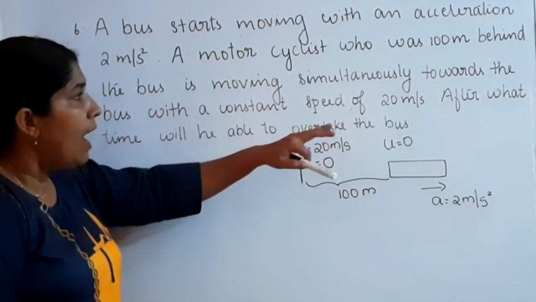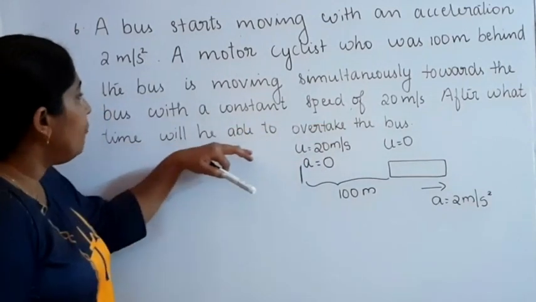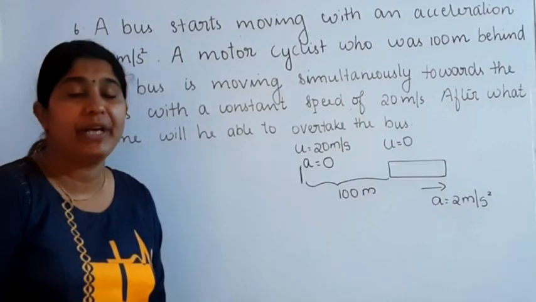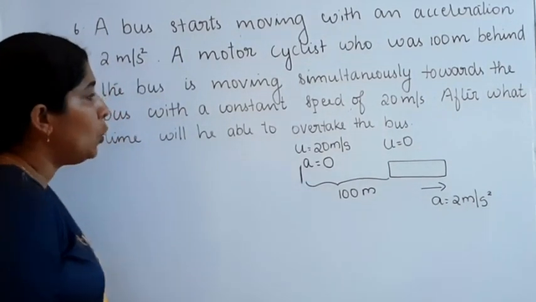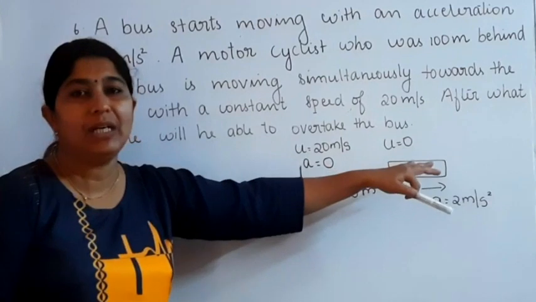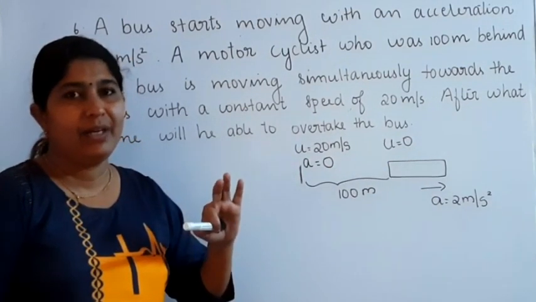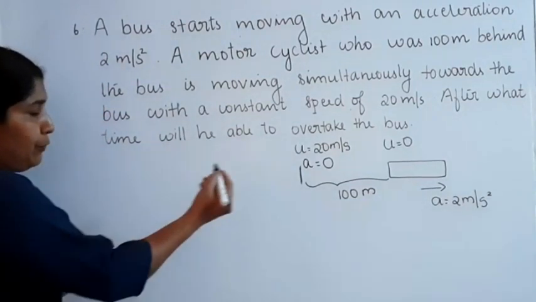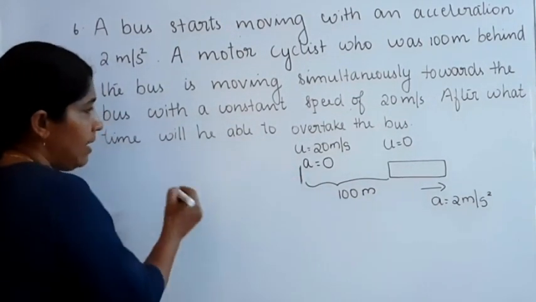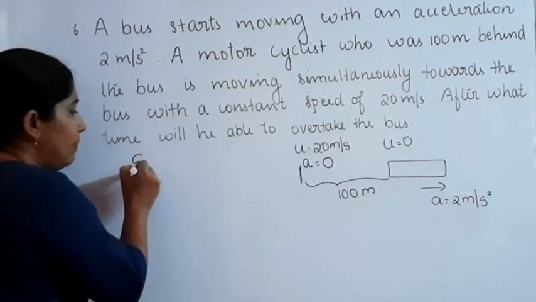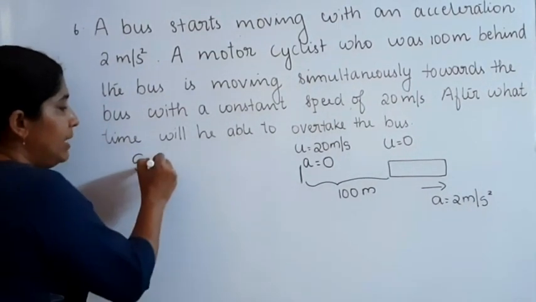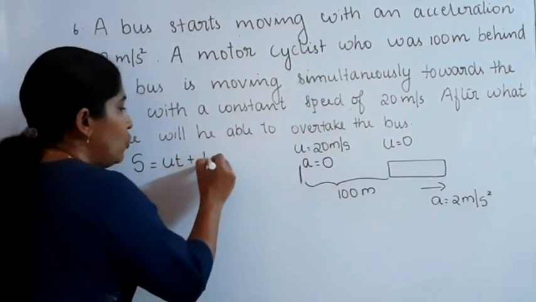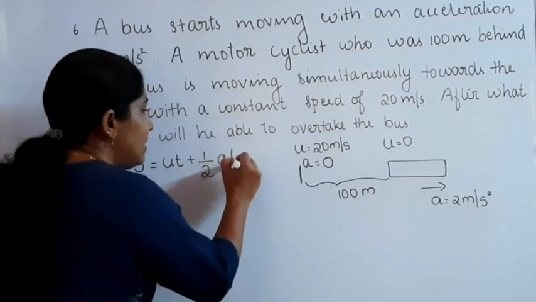Then, after what time will the motorcyclist be able to overtake the bus? We want to find out the time taken by the motorcyclist to overtake the bus. In the case of the bus, what about the distance travelled by the bus? Distance travelled by the bus S is equal to ut plus half at square. By using this formula, we can find out the distance travelled by the bus.